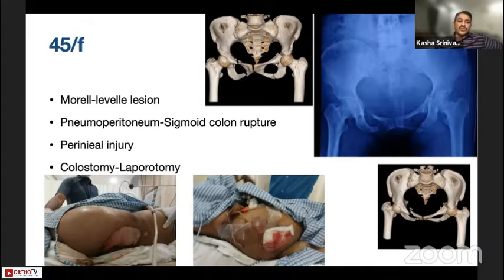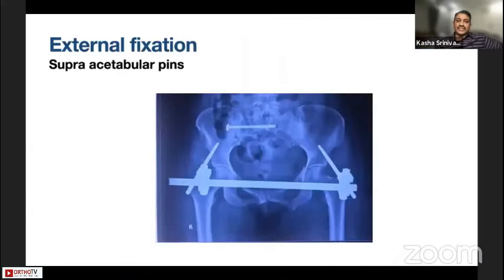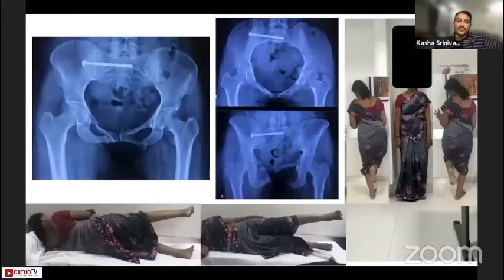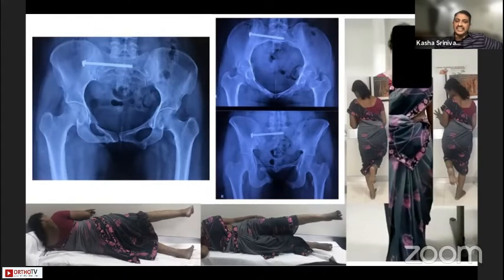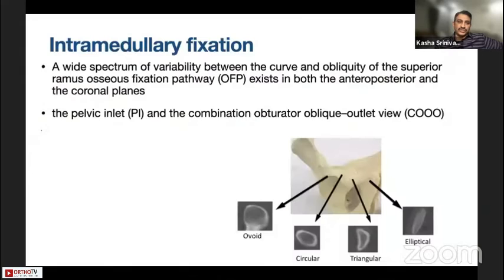So I had to discuss with the gastroenterologist, surgical gastro, to place the colostomy at a relatively superior location, but in this case I had to use a supra-acetabular pin to get the stability anteriorly, which was continued for about 3 months, and that is her function after a year. So after it has healed and the colostomy is closed.